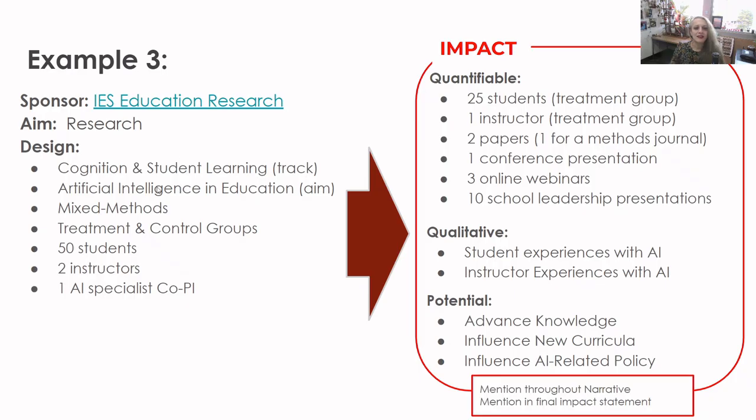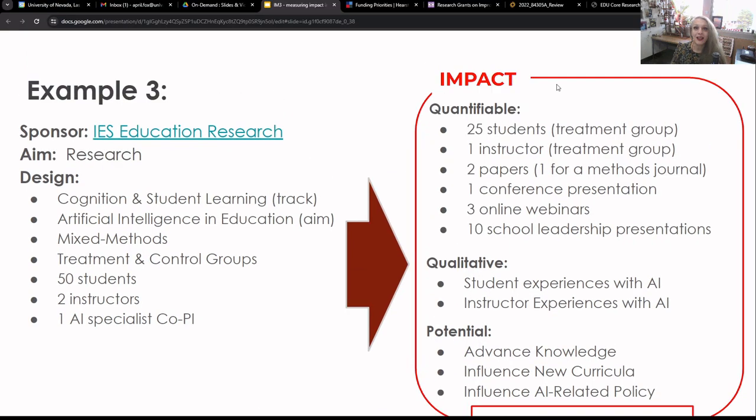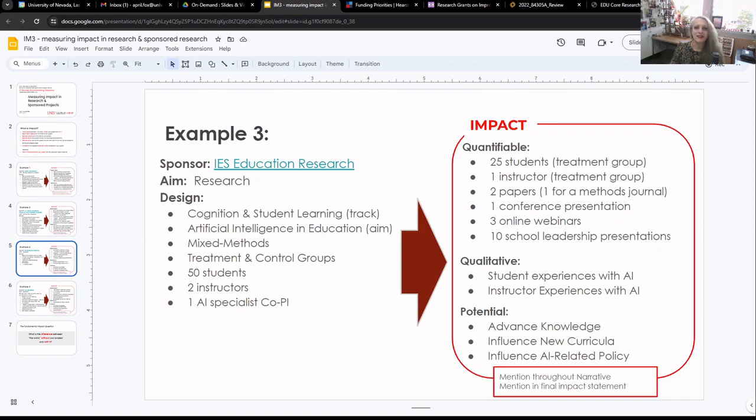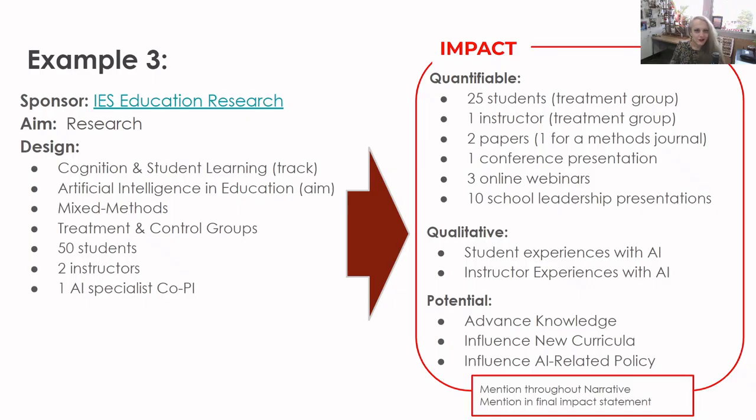So your design is relatively simple. You're looking into artificial intelligence as an aim, again, because the sponsor is asking for that. So identification of how AI applications in education. So you picked up on that and you create your design around something the sponsor is already interested in. And then in your design, it's relatively simple. You have 50 students, you have a treatment and a control group.